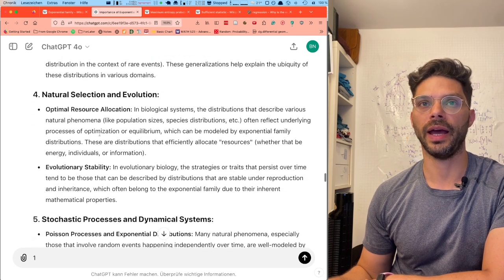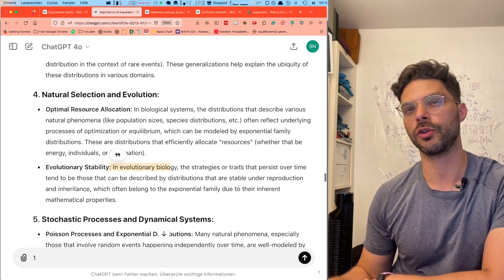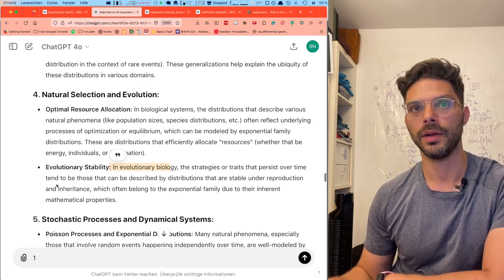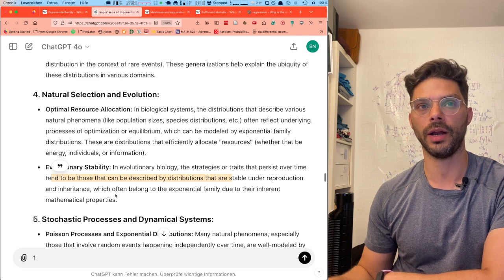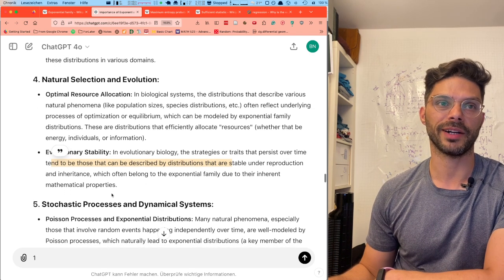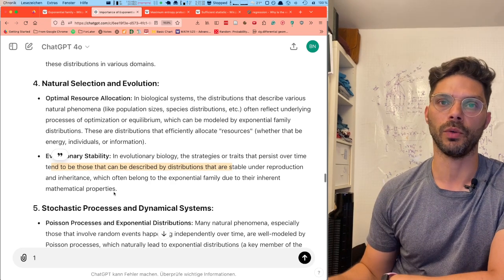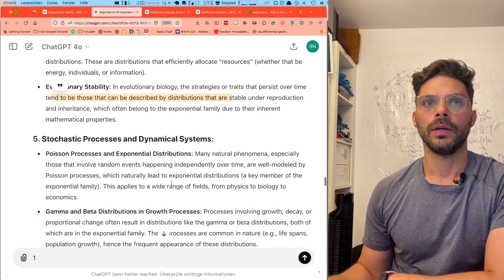And these are kind of, again, similar. So in evolutionary biology, the strategies or traits that persist over time tend to be those that can be described by distributions that are stable under reproduction and inheritance, which often belong to the exponential family due to the inherent mathematical properties. So, interesting idea. I don't know what it means beyond that, but pretty cool.